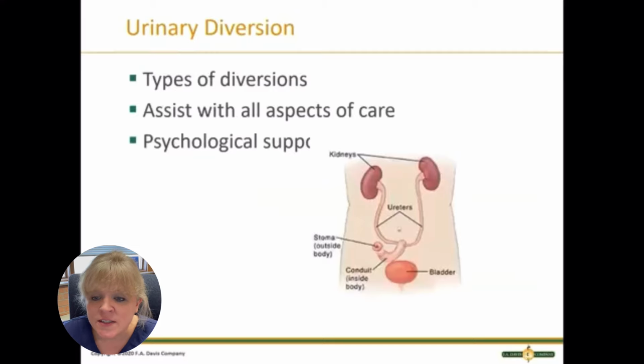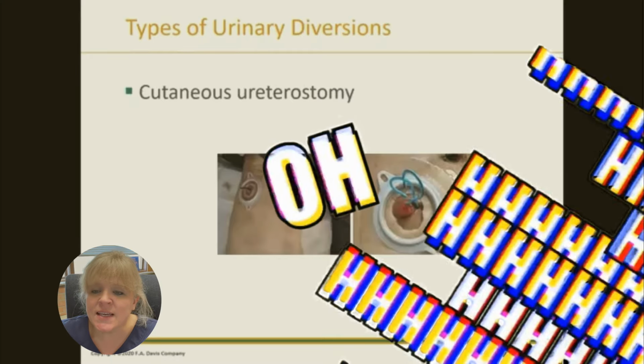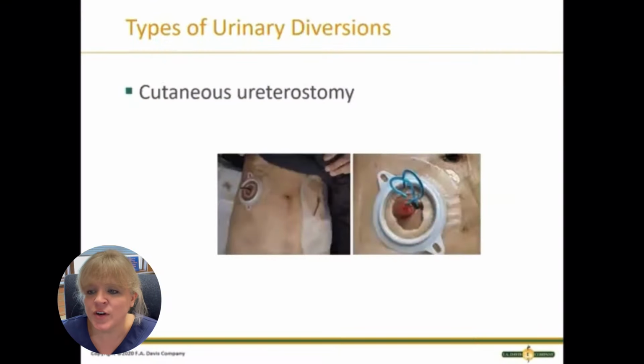So interventions for patients with urinary diversions. Initially, you want to assist the patient with care of their urostomy, help them understand the function, how they take care of it, how do they change the bag. And the long-term goal, of course, is for the patient to become comfortable with their own body and to assume self-care over that. So here's a picture of a cutaneous ureterostomy. This is a surgery that reroutes the ureter. And so the ureter comes directly to the surface of the abdomen and it makes a small little stoma.